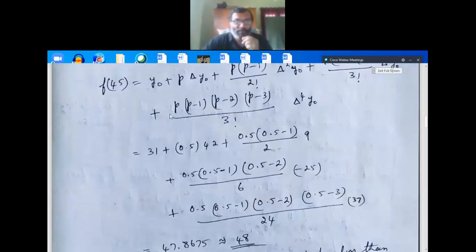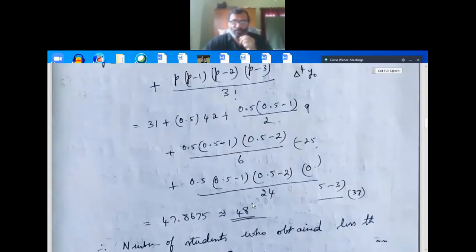Then p into p minus 1, this one, so p is 0.5 into 0.5 minus 1 into 0.5 minus 2 into 0.5 minus 3 divided by 4 factorial. 4 factorial is 24.